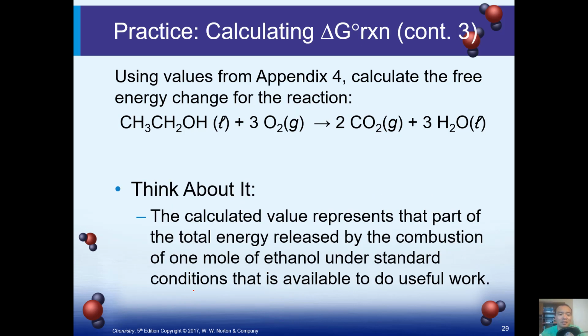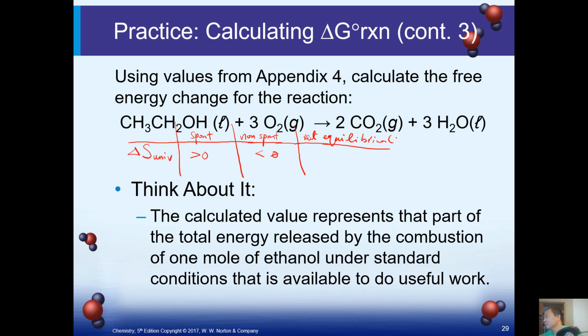Let's summarize some of the things we just talked about regarding spontaneity. We have learned through the second law of thermodynamics that if delta S for the universe is greater than 0, we know the process is spontaneous. If it's smaller than 0, it's non-spontaneous. And if it's equal to 0, that means this process is reversible, or we can say this process is at equilibrium.